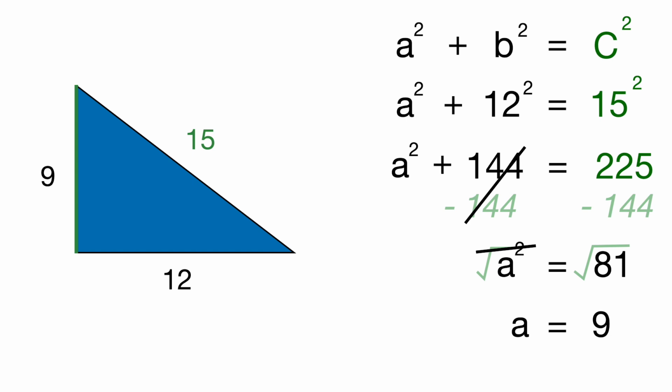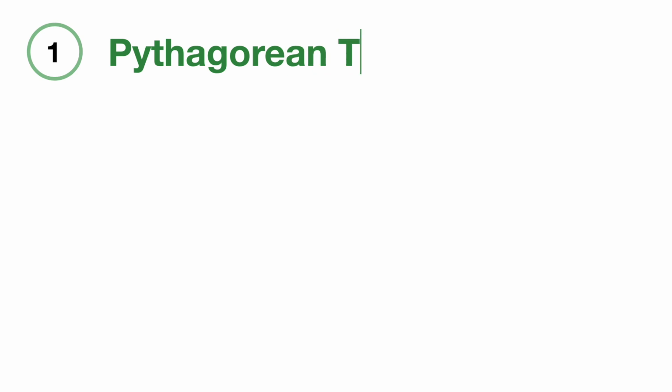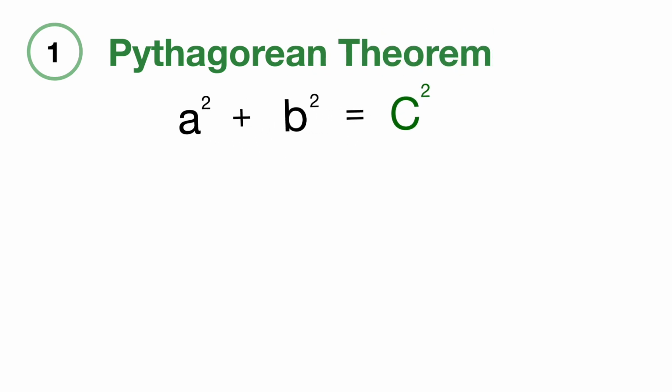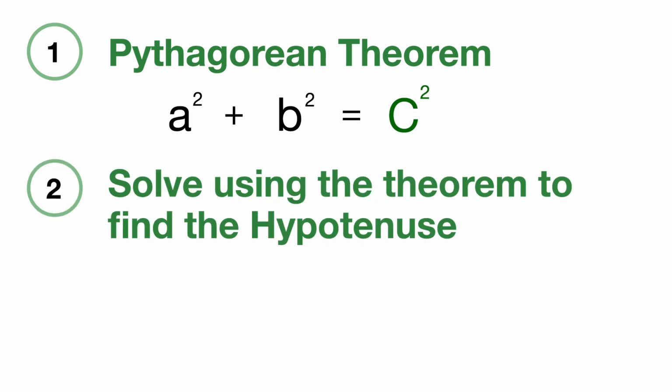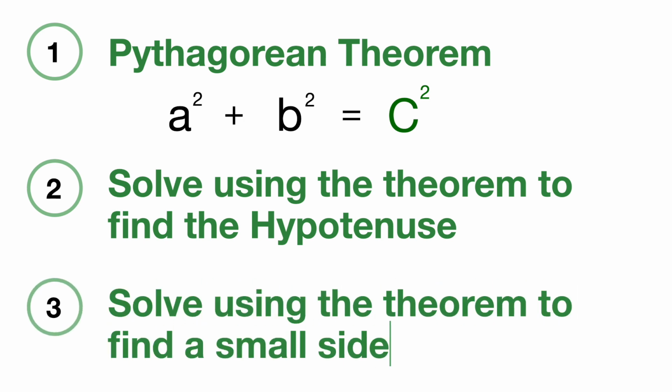So quickly, let's recap what we learned today. We learned three things. The first is what the Pythagorean theorem is, and it's A squared plus B squared equals C squared. The second thing we learned is how to use the Pythagorean theorem to find the hypotenuse of a right triangle. And the third thing is we learned how to use the Pythagorean theorem to find a small side of a right triangle.